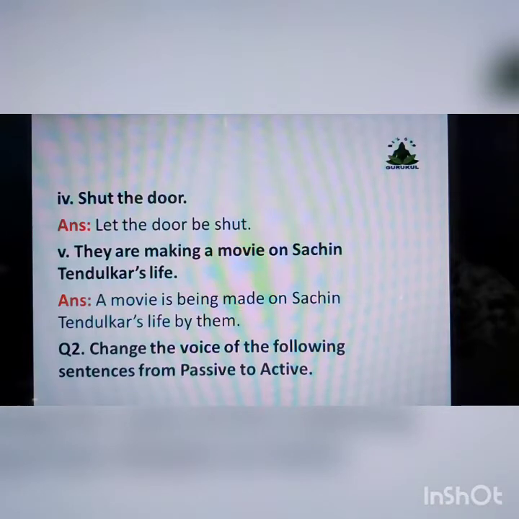Next, question number 5. They are making a movie on Sachin Tendulkar's life. So the answer is, a movie is being made on Sachin Tendulkar's life by them.